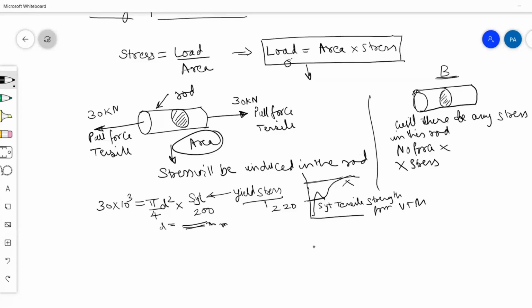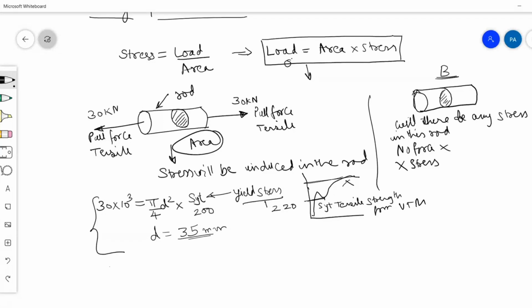Now tell me, if instead of 30 kilonewton, the load increases to 32. Suppose we have solved this, and we get the value of D. Now I don't have a calculator, so I will assume the value of D after solving comes out as 35 mm. This is a value which I have obtained after solving.